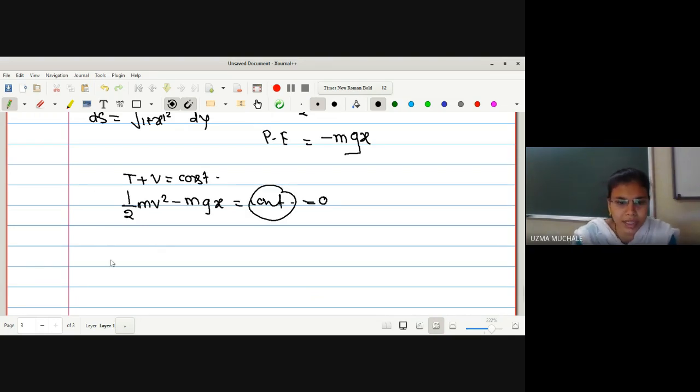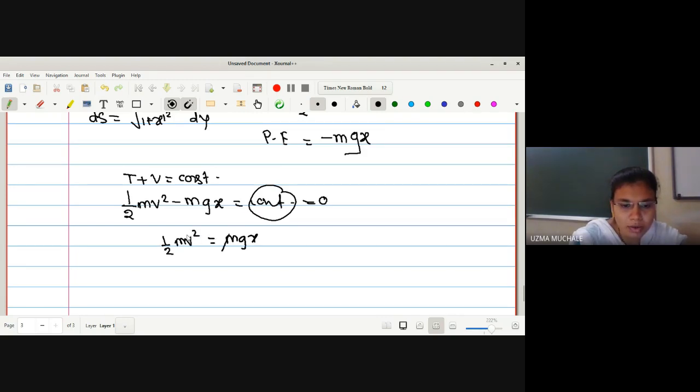0, but this is a constant, right? You can take any other constant. You can take the value of the constant as some other term, but if you want to solve it easily, for that we have considered the value of this constant term to be 0. Okay, so for that we get 1 upon 2 mv square is equal to mgx.